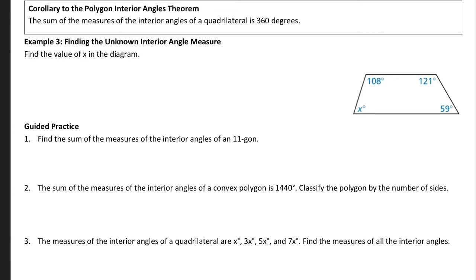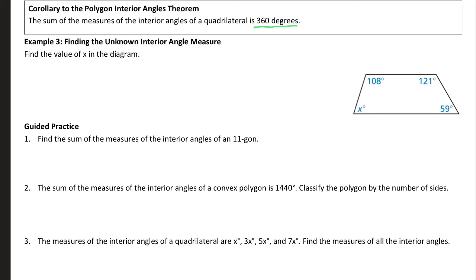This is going to be a big one for the rest of this unit, the one shape I want you to memorize, like we memorized triangles. The interior angles add to equal 180. For a quadrilateral, a four-sided shape, the sum of the interior angles is always 360 degrees. So we're going to illustrate that in example 3.